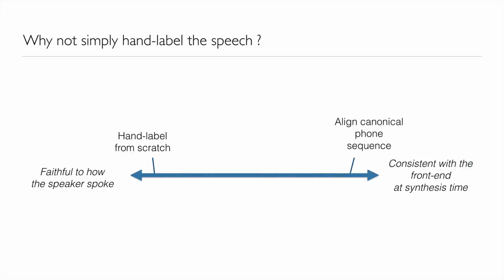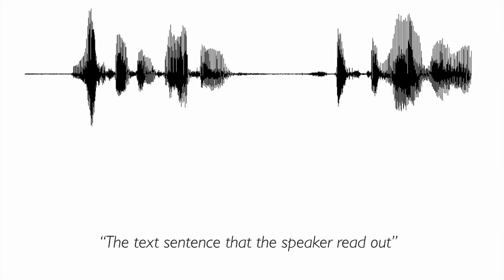Now, there are some points in between these two extremes, and we're going to take one of those as our basis for labeling. We're going to slightly modify the sequence that comes out of the front end, and we're going to move it a little bit closer to what the speaker actually said. And we'll see exactly how we make those modifications and why as we go through the next few sections. To summarize that situation then, we have some text that our speaker reads out. We could put that through the text-to-speech front end, and we could get a phonetic sequence from that.